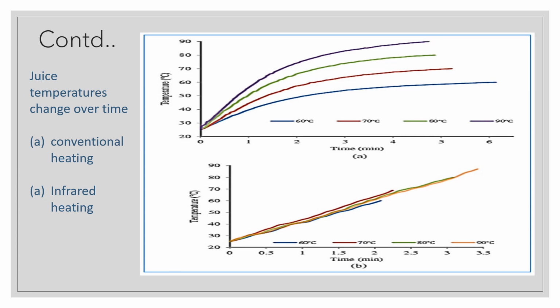So the nutritional quality in infrared heated juice will obviously be higher. And moreover, the D value of conventionally heated juice is less as compared to the infrared heated juice. D value refers to the time required to destroy 90% of the ascorbic acid present in the juice. So infrared heated juice is much more preferred as compared to conventionally heated juice.